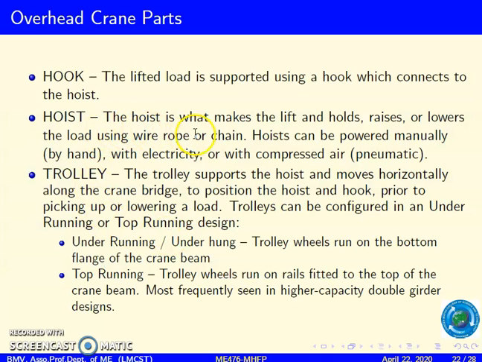A hoist is what makes the lift and hold, raising or lowering the load using wire rope or chain. A hoist can be powered manually, with electricity, or with compressed air. Then the trolley supports the hoist and moves horizontally along the crane bridge to position the hoist and hook prior to picking up or lowering the load.